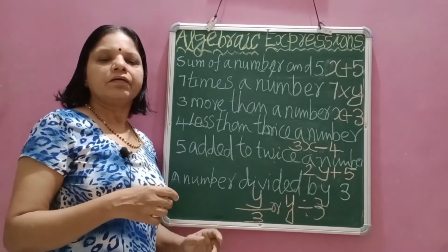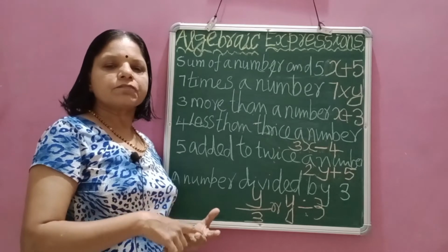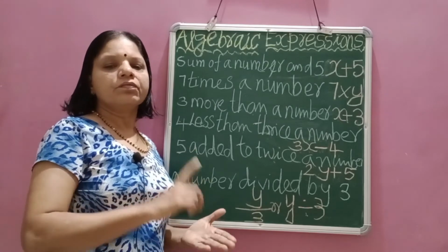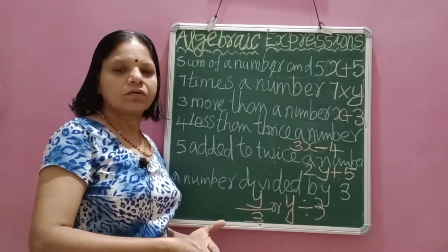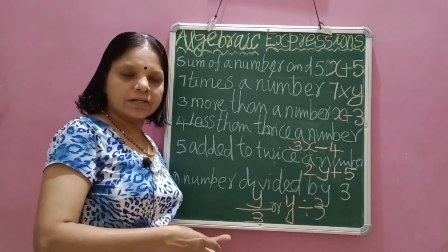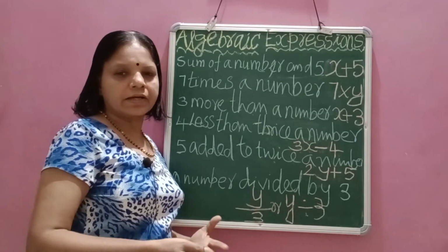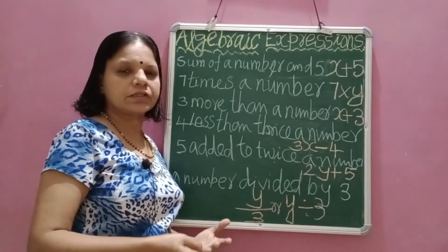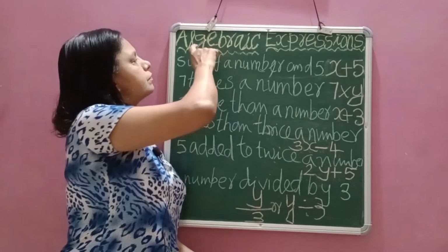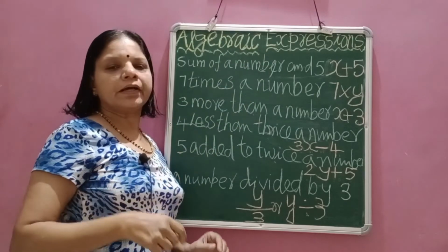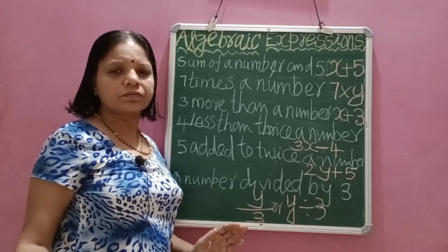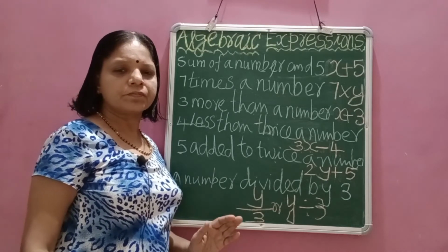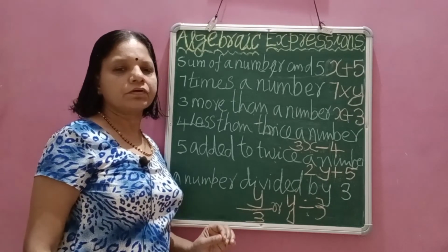In this way, when an expression contains numerals and variables, also arithmetic signs like addition, multiplication, subtraction, etc., then the expression is called an algebraic expression. For what is it used? To express certain information.